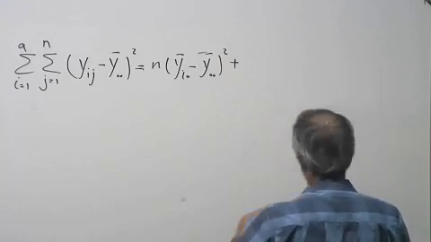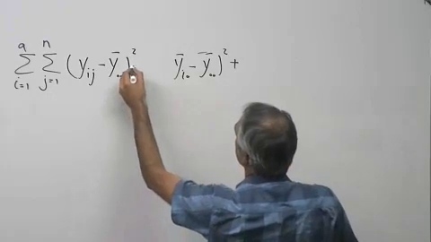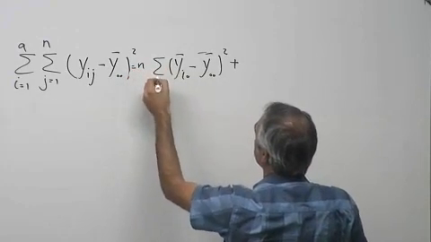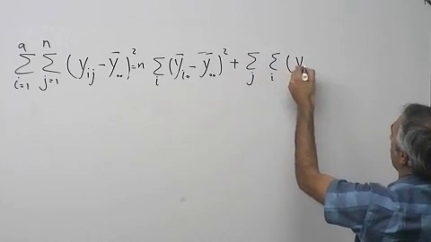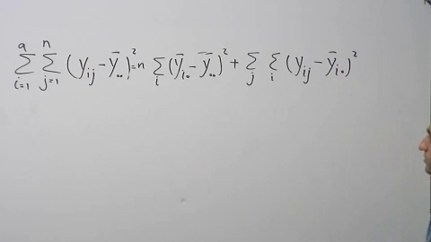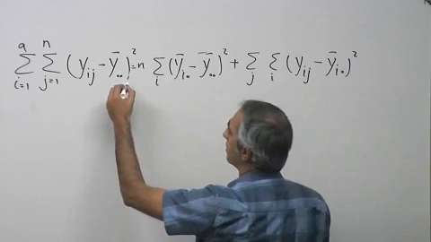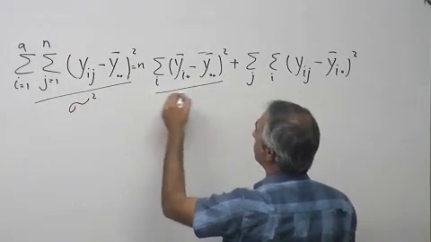There's a summation there I just dropped. That summation. Plus summation over i, j, Yij minus Y bar i dot, squared. Okay? Now, let me start with this guy. So first of all, let me divide everything by sigma squared.